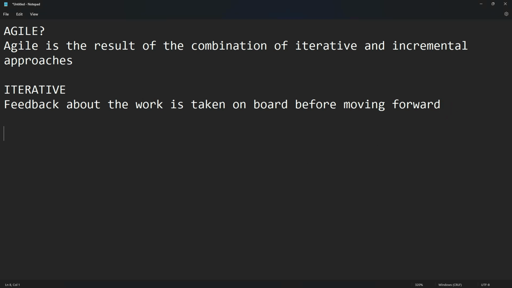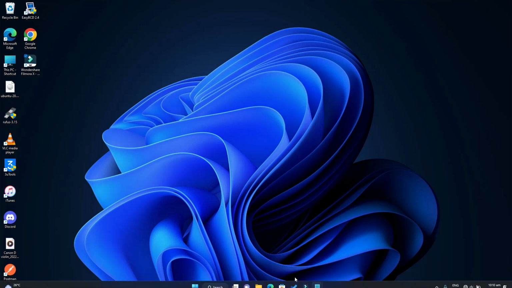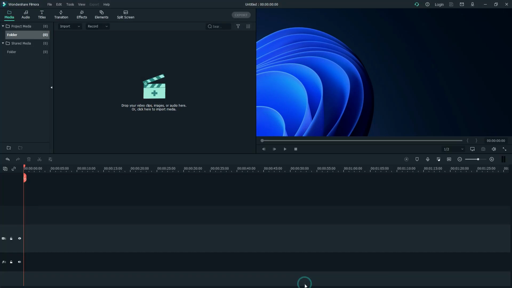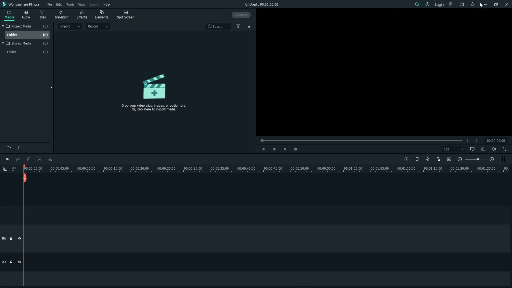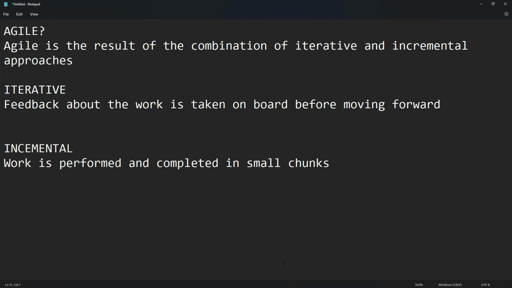Chunks in the sense that there are small portions. The work will be divided into small portions, like, you get it? You divide the work. Okay, so we'll do the images, we'll do the functionalities, we'll work on the skeleton, we'll do this and that and that and that. So that's how the iterative and incremental approaches work.